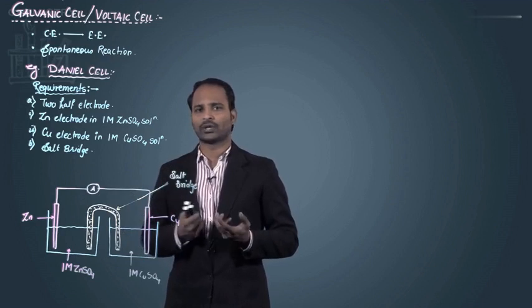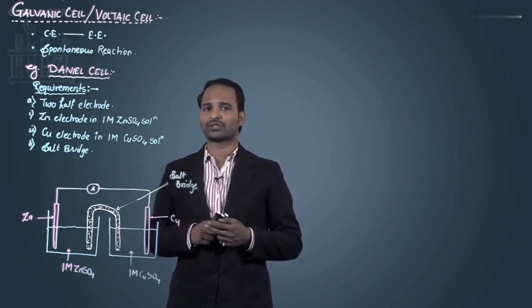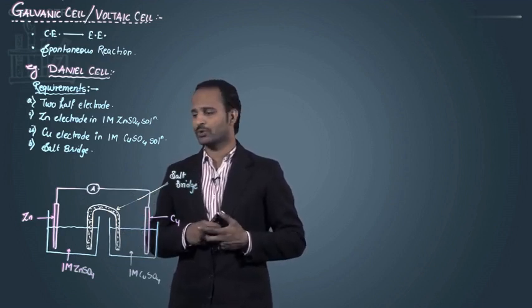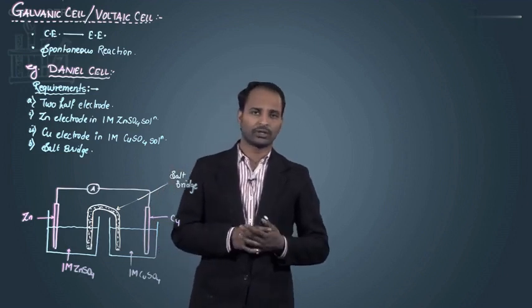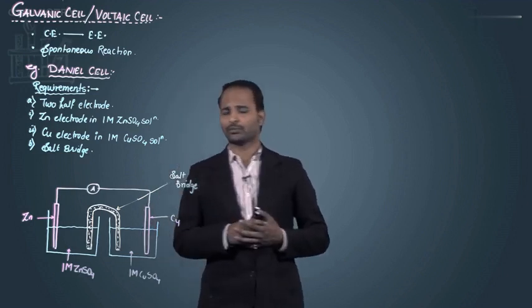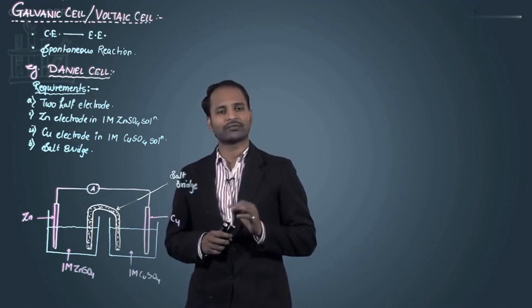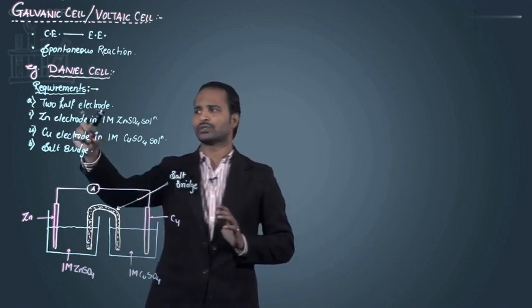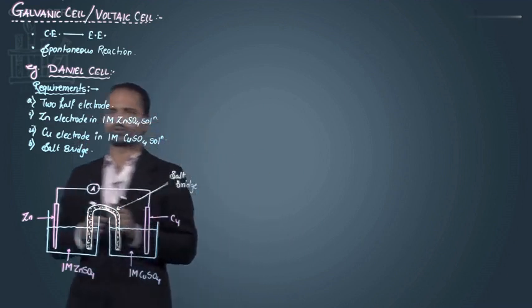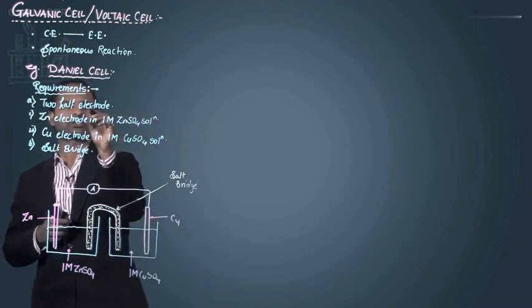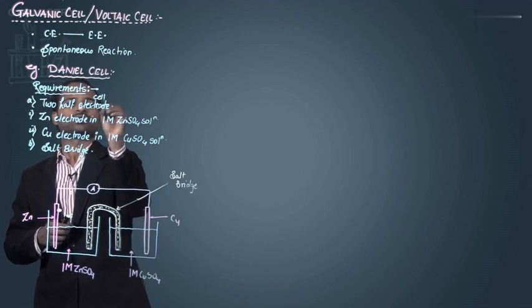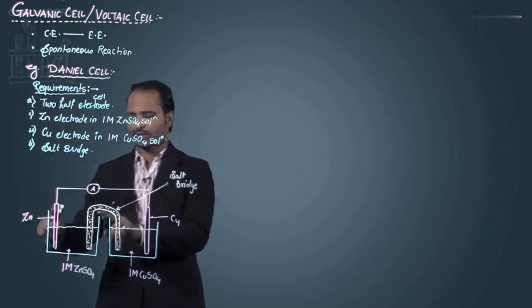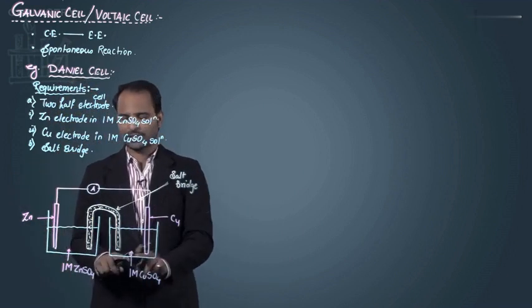Since there is no battery, we cannot directly decide which is a positive electrode and which is a negative electrode. I don't know which is an anode and I don't know which is a cathode. I know only that there are two electrodes, one is zinc and the other is copper. Here I had used two half electrodes, sorry, two half cells. It's not called electrode, it's called two half cells, each known as an electrode. So this is the first half cell and this is the second half cell.